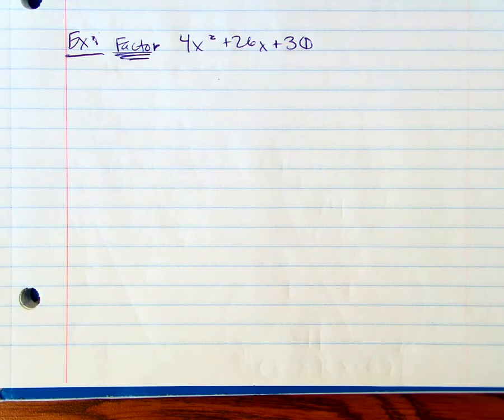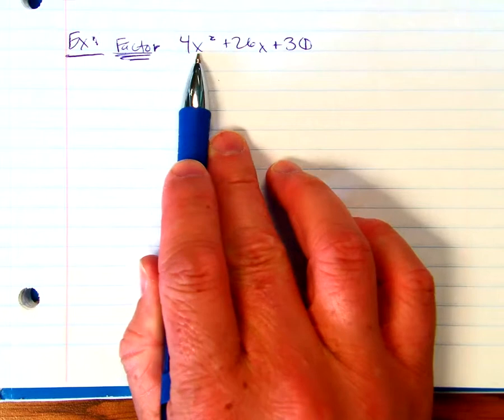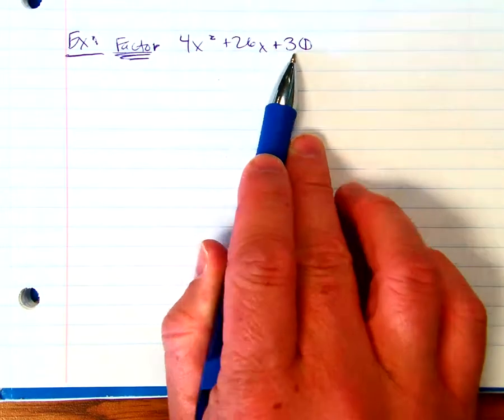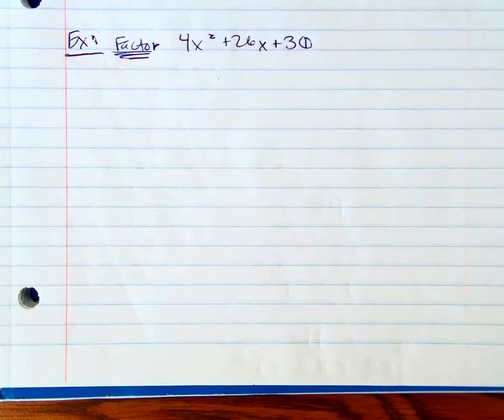Look at this problem. The numbers 4, 26, and 30 do all have something in common. 4, 26, and 30 are all multiples of what? 2. But this is also a quadratic trinomial. I have something times x squared, something times x, and a constant at the end. Which means that in this problem, I could do both. So then the question is, well, which one should you do? Or if you do both, what order are you supposed to do things in?